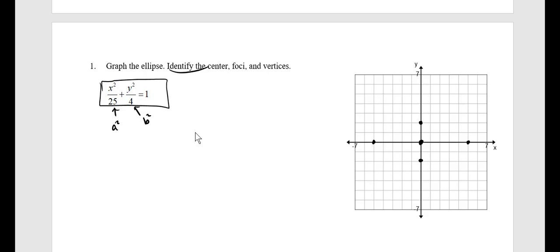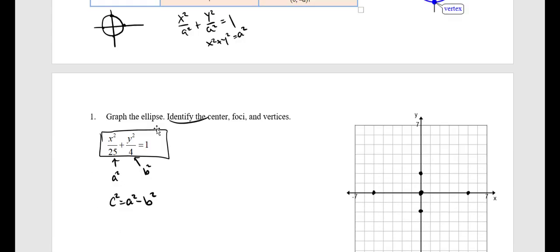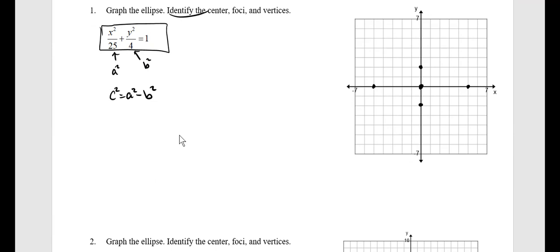Foci we need to think about a little bit. Remember, c squared equals a squared minus b squared, right? The distance from the center to our foci, that distance squared, c squared, is a squared minus b squared. So in this case, it's 25 minus 4, which is 21. So c is root 21. Root 21 is between 4 and 5, so it's about here, maybe.